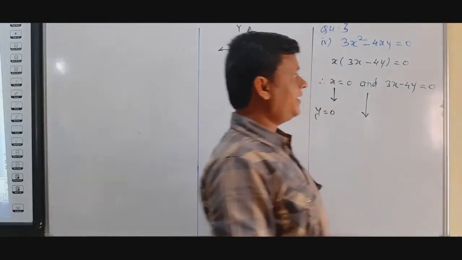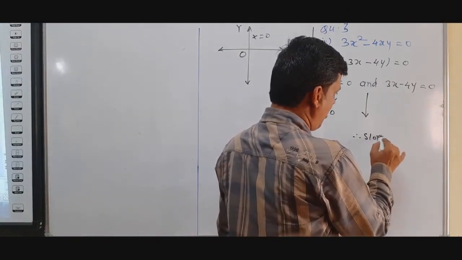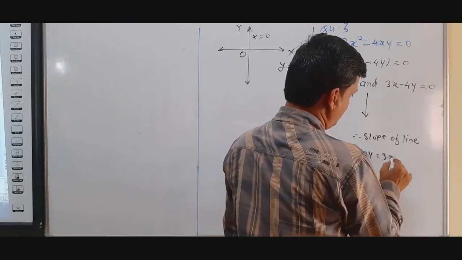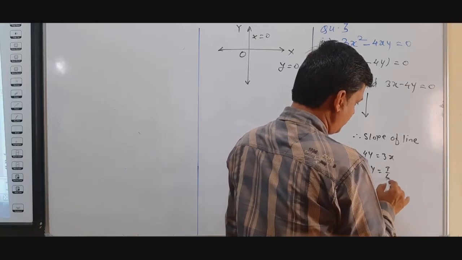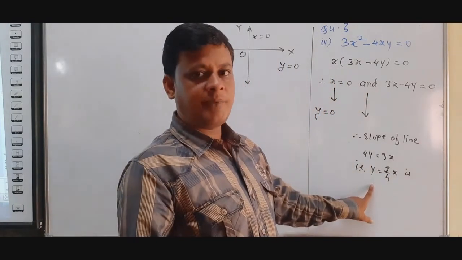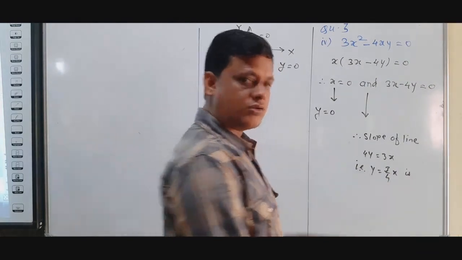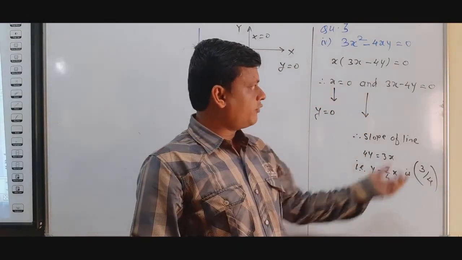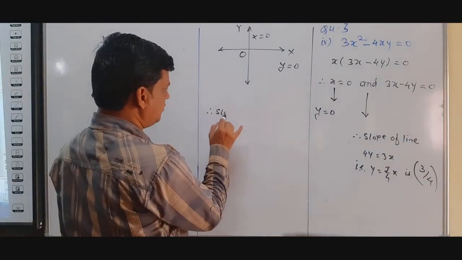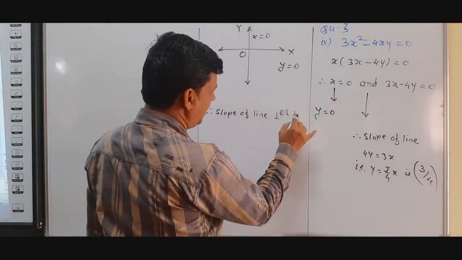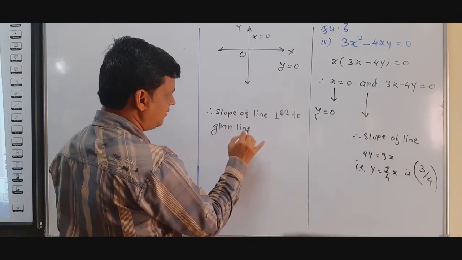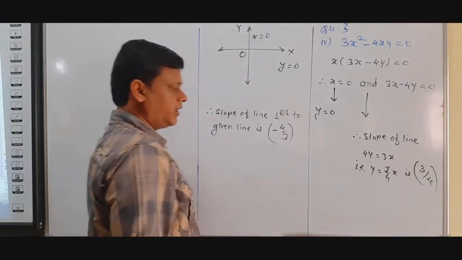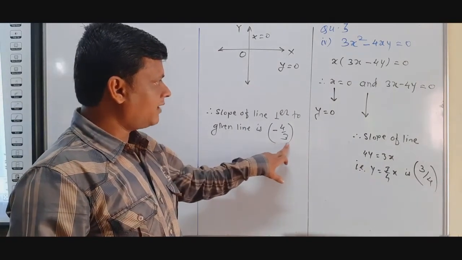So first we find the slope of the line 3x minus 4y equals to 0. Therefore, for y equals to 3x by 4, that is y is equal to 3 by 4 x, after comparing this with y equals to mx, we get the slope of this line is 3 by 4. Now we have to find the slope of the line which is perpendicular to this line. Therefore, the slope of the line perpendicular to the given line is, we have to take its reciprocal, so reciprocal of 3 by 4, and we have to change its sign. So we get minus 4 by 3. Now this is the slope of the line which is perpendicular to this line.